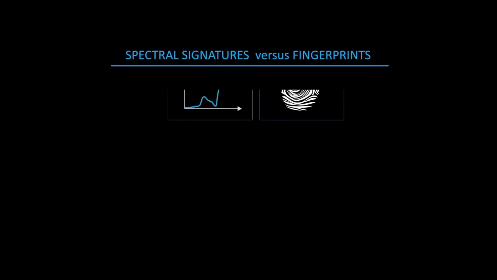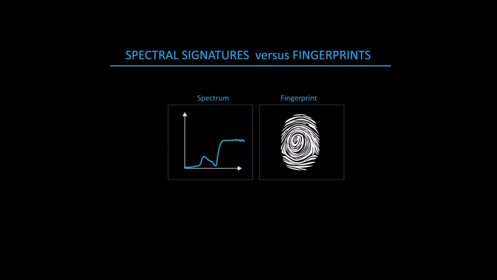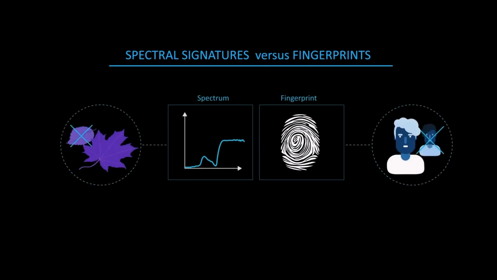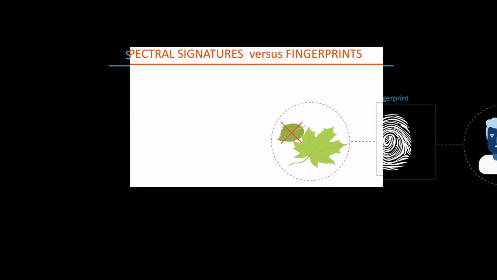Spectral signatures can be compared to fingerprints. Just like fingerprints can be used to identify a person, spectral signatures can be used to identify materials. Let's examine the reflected light in more detail.